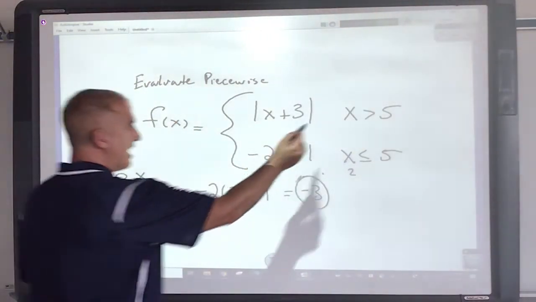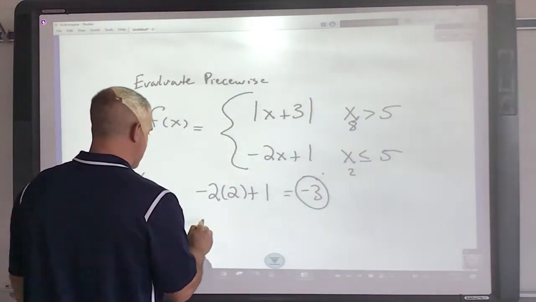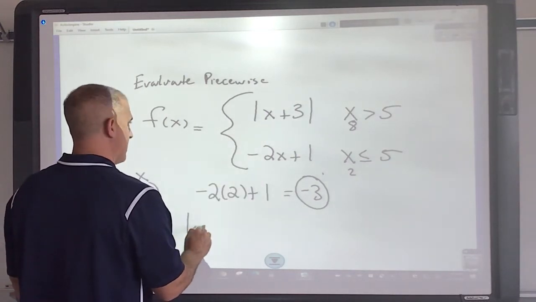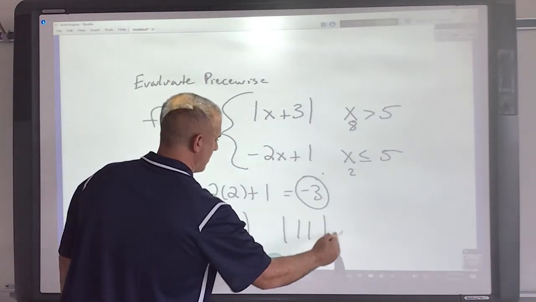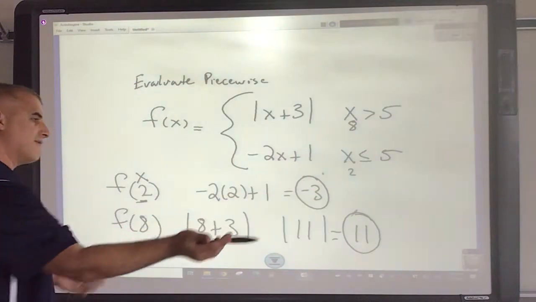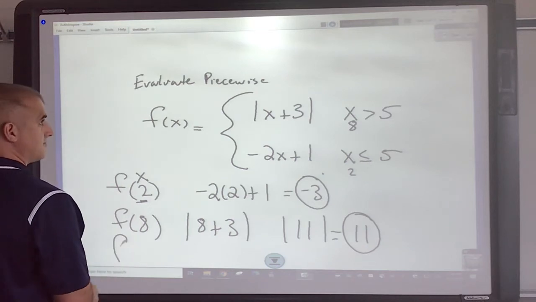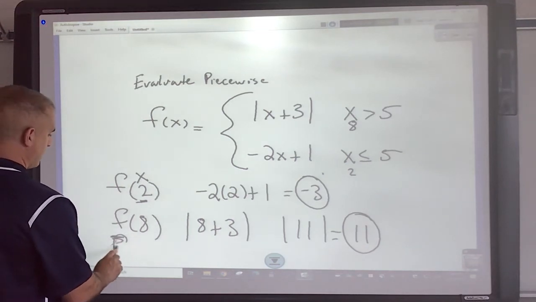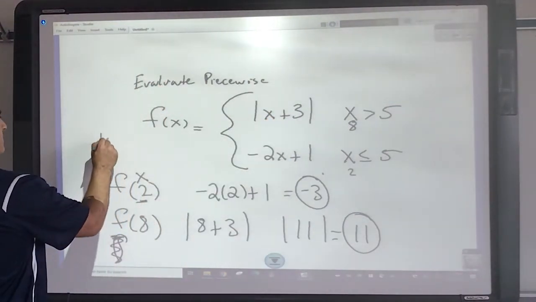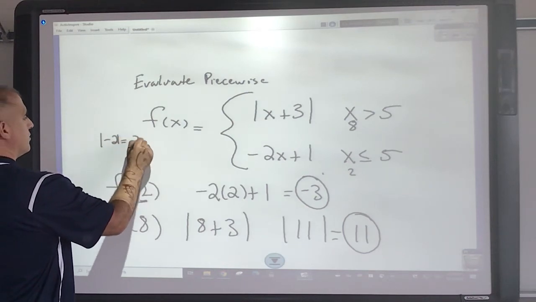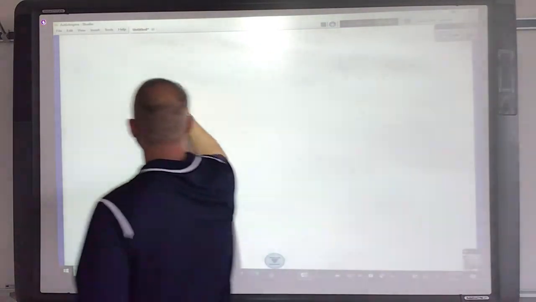F of 8, well, 8 is clearly greater than 5. So I put that in, and everybody should know about absolute value. The absolute value of 11 would just be 11. If that were negative, it turns into positive. For whatever reason, if I were to get the absolute value of -2, it would end up being 2. So I think everybody remembers absolute value. Very simple concept. I would like you to try this one.